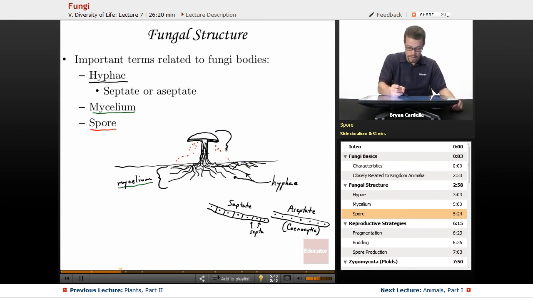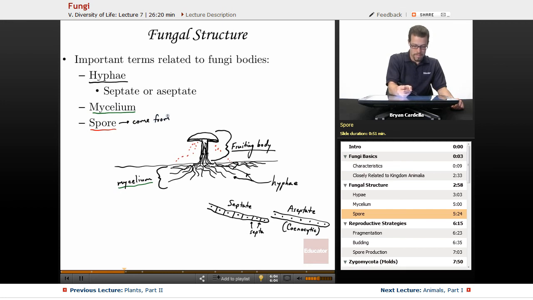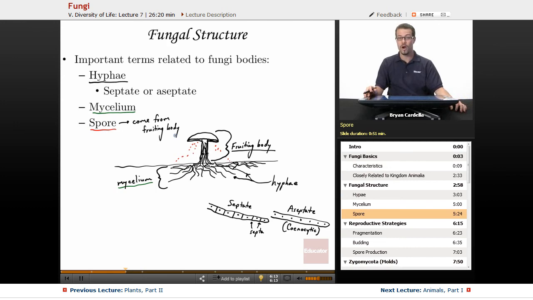Speaking of fruiting body, that's what this is. Regardless of what fungus it is, if there is a section devoted towards making spores, it is known as a fruiting body. These come from the fruiting body. And depending on the type of fungus, it'll be called a basidiocarp or an ascocarp, etc.